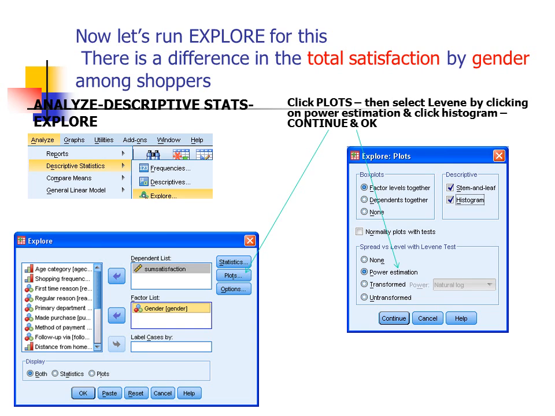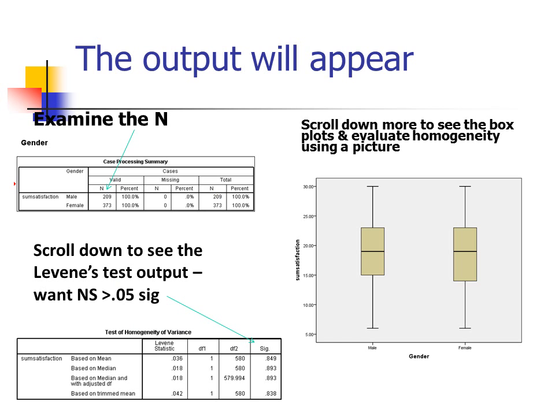We're going to put the dependent variable in the bottom box. It says dependent variable. We moved total satisfaction over into that box, and we moved gender into the factor list. Then we're going to click on plots, and we're going to pick power estimation, and we're going to pick histogram. Stem and leaf will already be picked. Then we hit continue and OK. This output is going to enable us to evaluate homogeneity of variance, which is another assumption of parametric statistics.